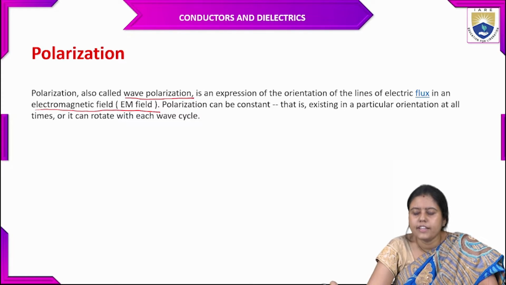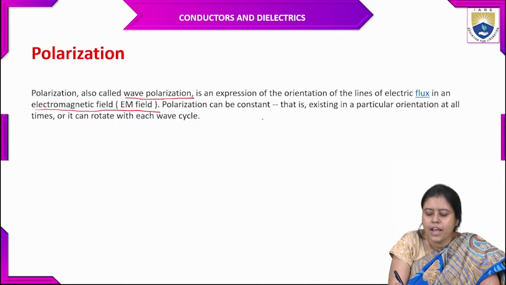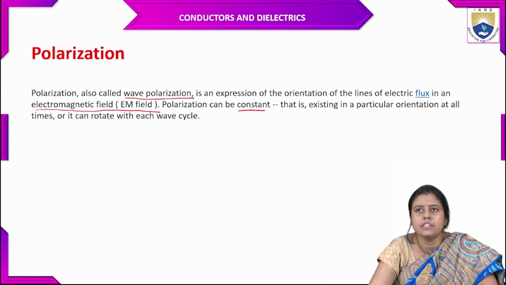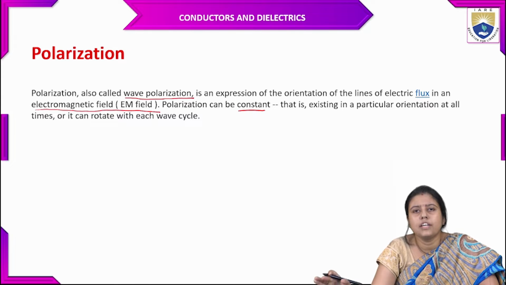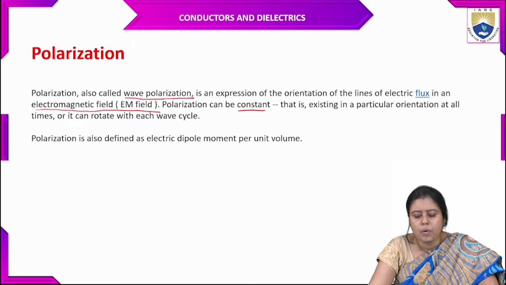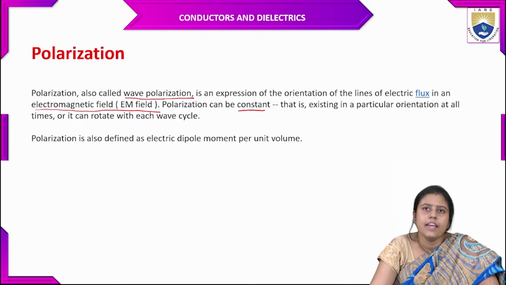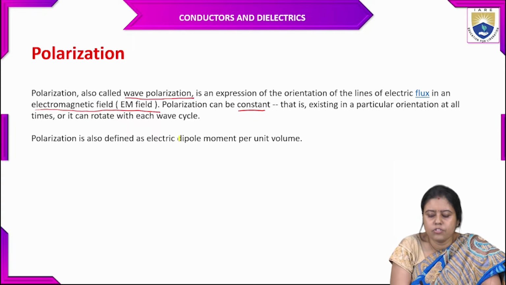Polarization can be constant, that is a particular orientation in all directions, or it can rotate with every cycle. So polarization can be of two types. Either it can be constant, meaning it exists in a particular orientation, like in a metal, or sometimes the polarization also rotates with each cycle. Polarization is also defined as the electric dipole moment per unit volume.